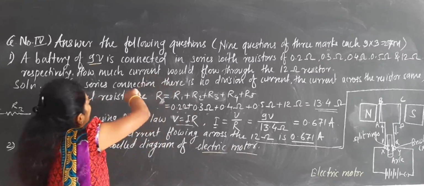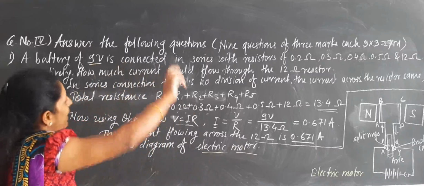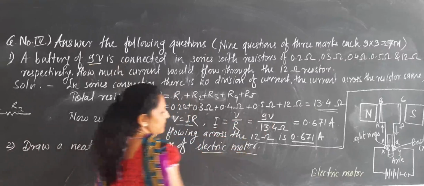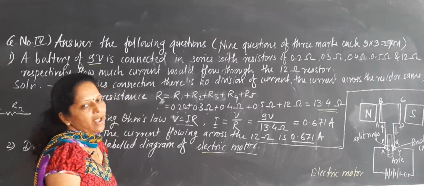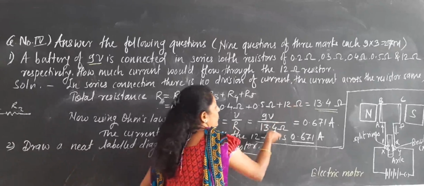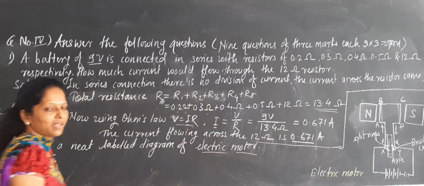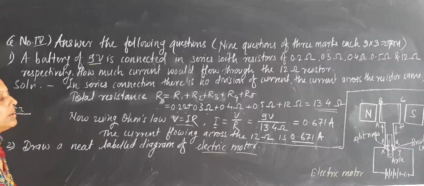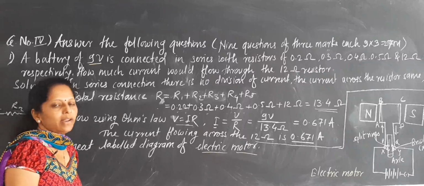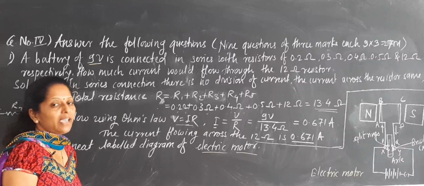As you know, it is a 9 volt battery. So I is equal to 9 volt divided by the equivalent resistance we calculated, that is 13.4 ohm. 9 volt divided by 13.4 ohm is equal to 0.671 ampere. So current is measured in ampere.